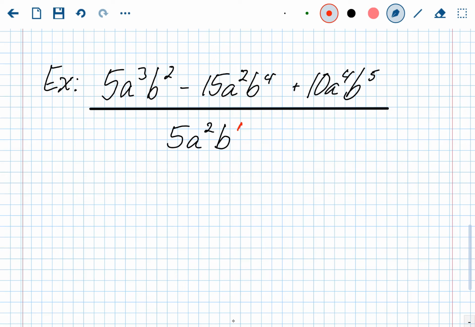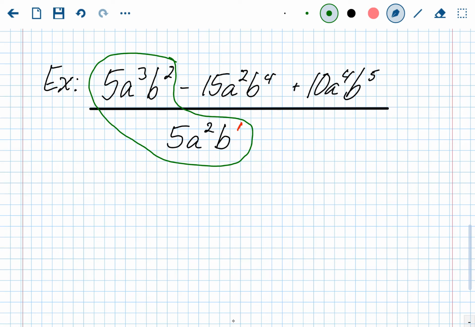All right, so we're going to divide all 3 terms on top by 5a squared b to the first on the bottom. So what we're going to do is go to each term individually. Now I'm not going to write this out the full way this time, but we're going to take each individual term on top and divide it by the denominator. Okay, so we're going to divide each number by 5. We're going to take away 2 a exponents, and we're going to take away 1 b exponent from each.